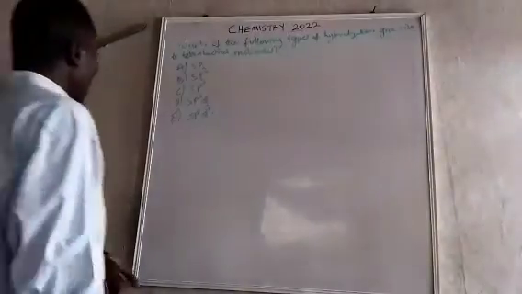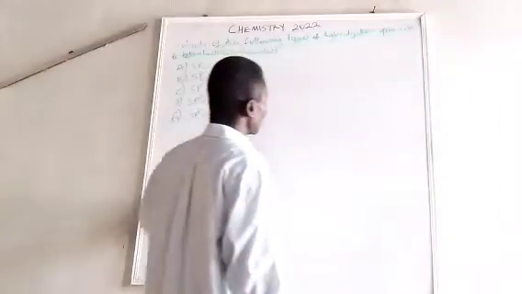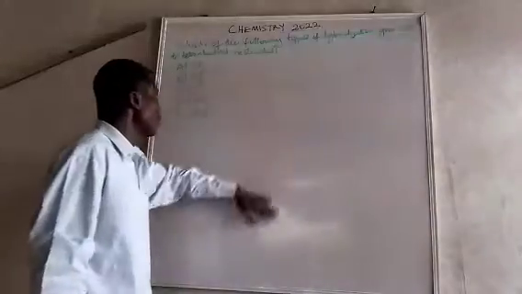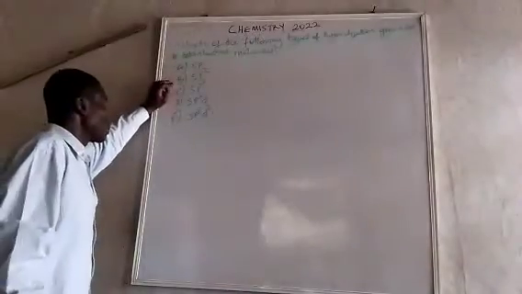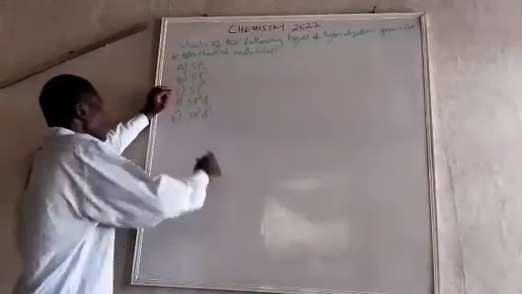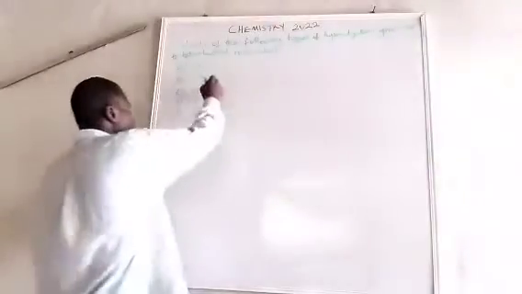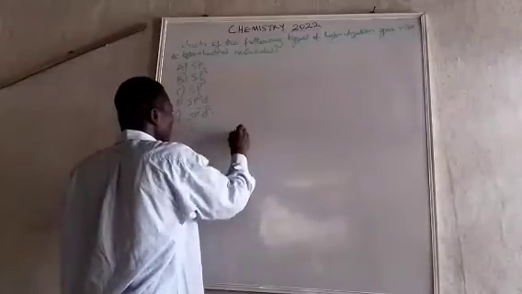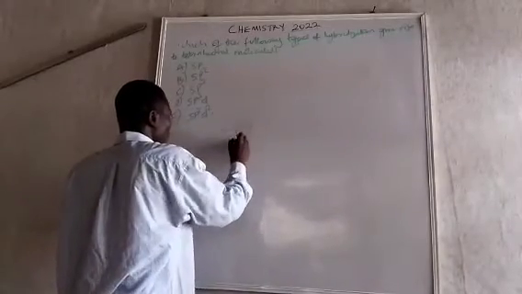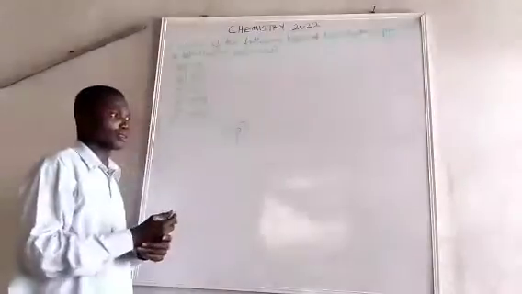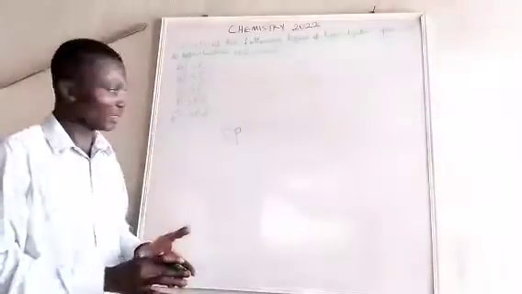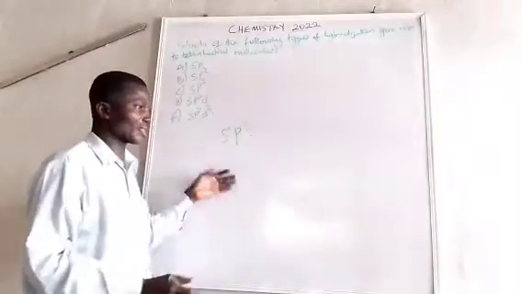Now, the next one says, which of the following types of hybridization give rise to tetrahedral molecules? A, sp, B, sp2, C, sp3, D, sp3d, E, sp3d2. The answer is sp3. Just look at that. So you go to shape of molecules. Go and check under shape of molecules. You will see that of methane.